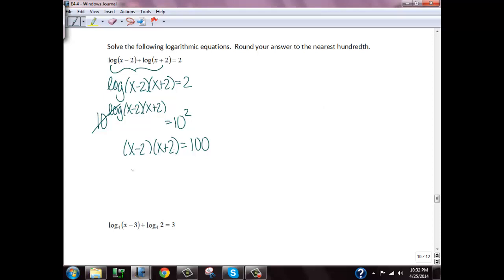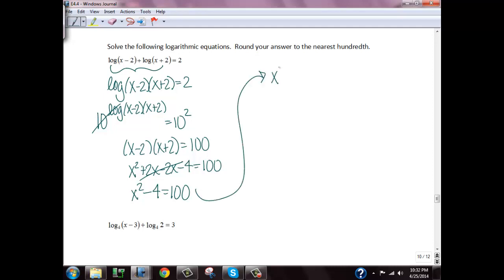When I FOIL this, I should get x squared plus 2x minus 4. Notice my x terms are opposites, so I'm left with x squared minus 4 equals 100. And since I don't have an x term, I'm going to solve this using the square root property. So I'm going to move my 4 to the other side, so I get x squared equals 104.